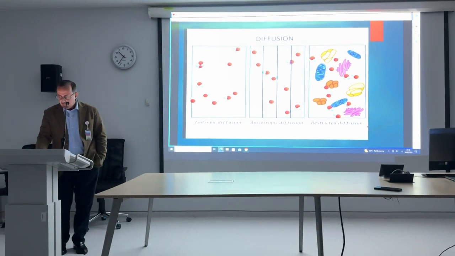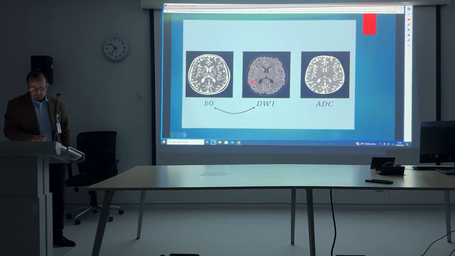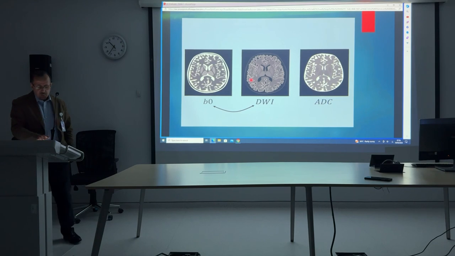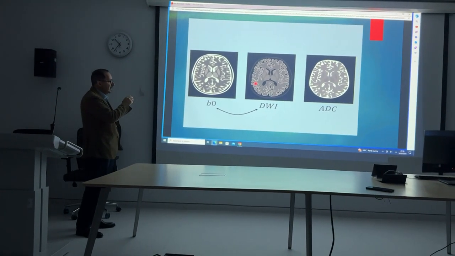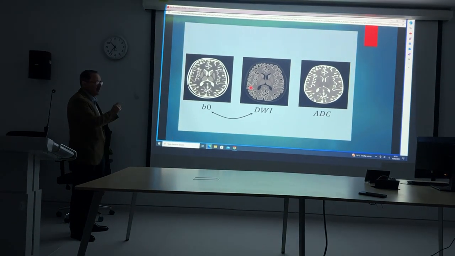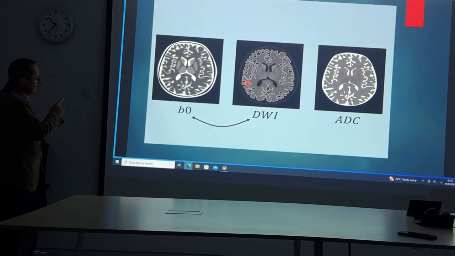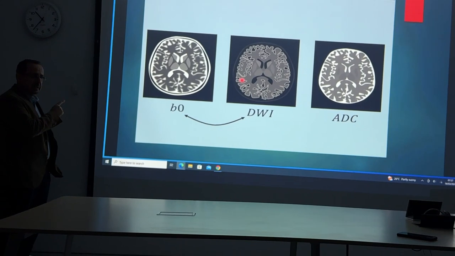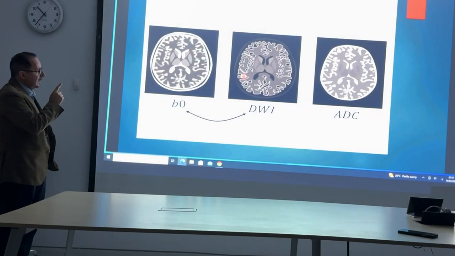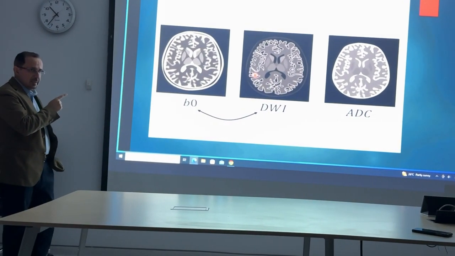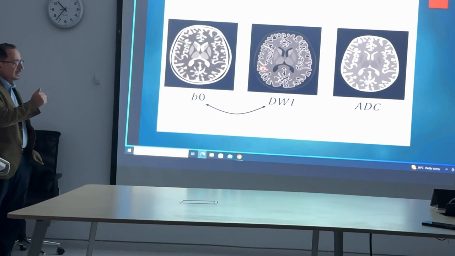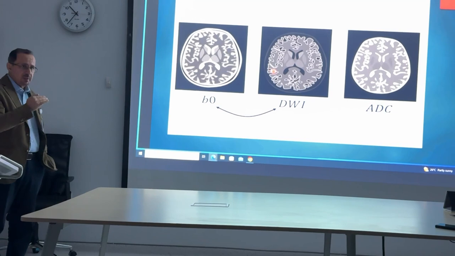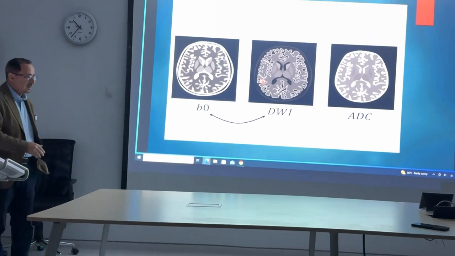Let's go and practice what we say. We will depend in our study of sequential generation on three types of sequences. The type 1 is called B0. The type 2, or the needed second sequence, is called diffusion weighted imaging. And the type 3 is called ADC, which is apparent diffusion coefficient.